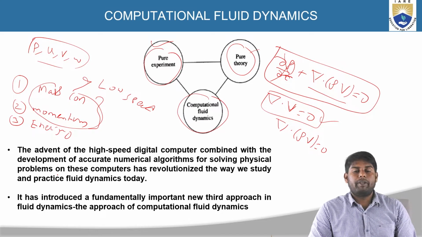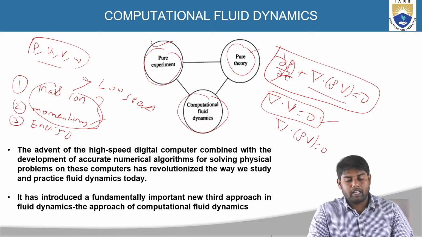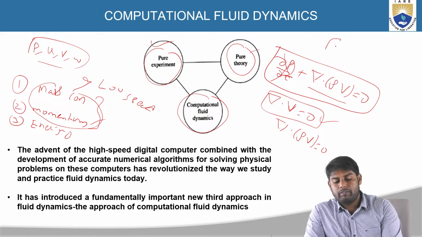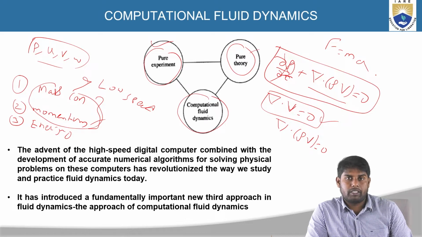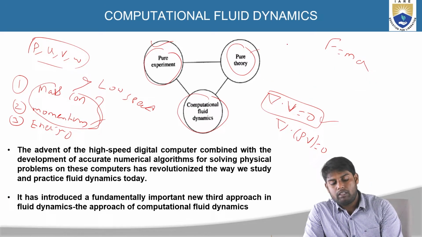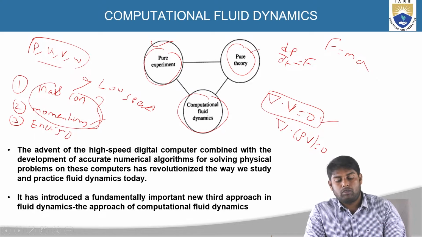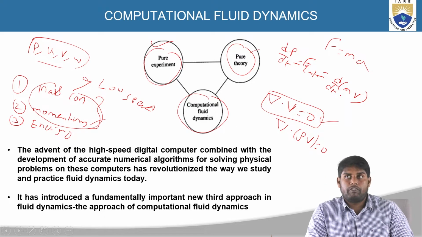Fine. So coming to the momentum equation, this momentum equation basically originates from the equation F is equal to m into a. So force is equal to mass into acceleration. Force is nothing but the rate of change of momentum. So here you can see dp by dt, which is nothing but F external, which is equal to d by dt of m into v.